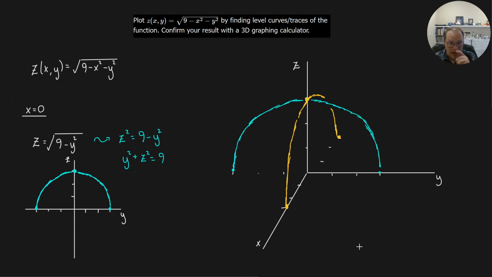Okay, something like that. All right, we've got our vertical traces. Now let's do our level curves.